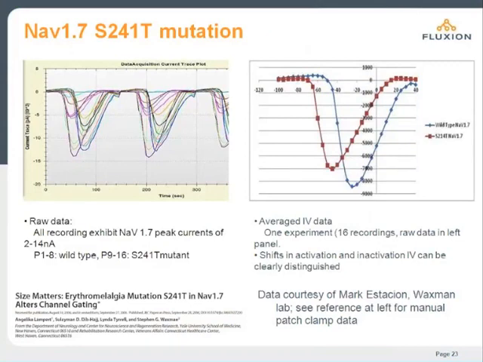Here we are looking at one of the mutations that I noted in the introduction. The serine to threonine mutation at position 241 in human NAV 1.7 leads to a painful syndrome referred to as erythromalgia. This is a gain of function mutation due to shifts in activation and inactivation properties. Shown on the right are current voltage plots for the wild type, shown in blue, and the S241T mutant, shown in red. This data was collected in the ensemble mode on an IonFlux 16 at the Waxman lab at Yale.